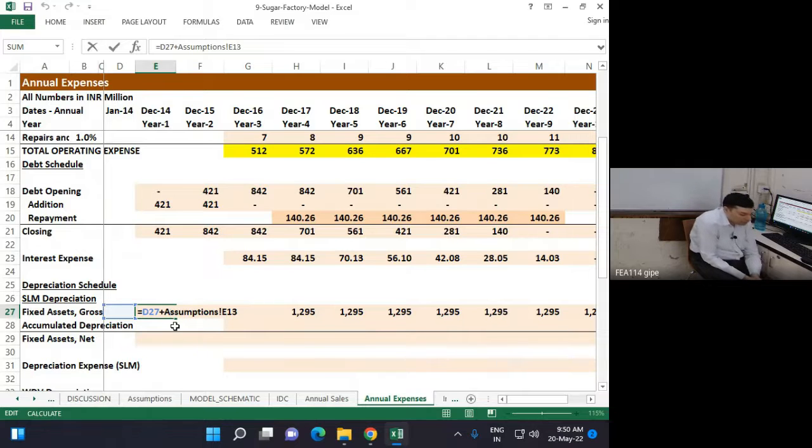Now, gross asset is reported at historical cost. Okay. So the historical cost of purchase of the assets was 1295 million. So your gross assets are reported at 1295.